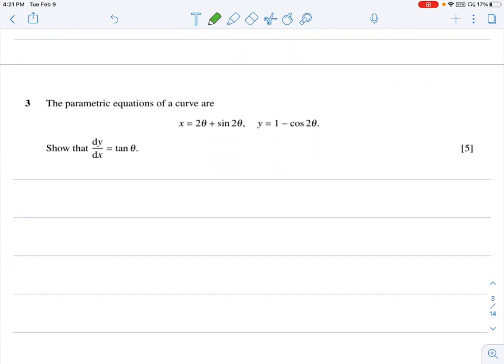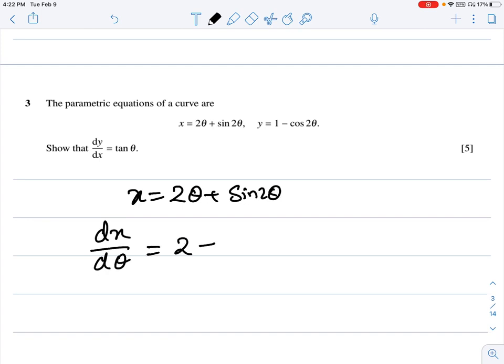Now the parametric equations of the curve are this much. Show that dy by dx is equal to tan theta. So first, x has been given: x is 2 theta plus sine 2 theta. So what am I going to do? I'm going to find dx upon d theta. 2 theta derivative is 2. Sine 2 theta derivative is 2 cos 2 theta.